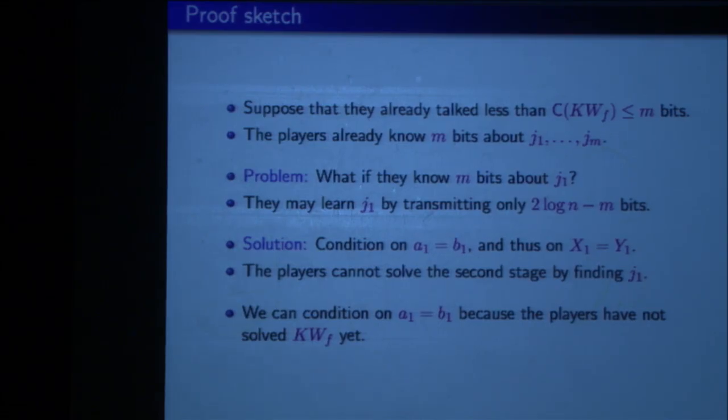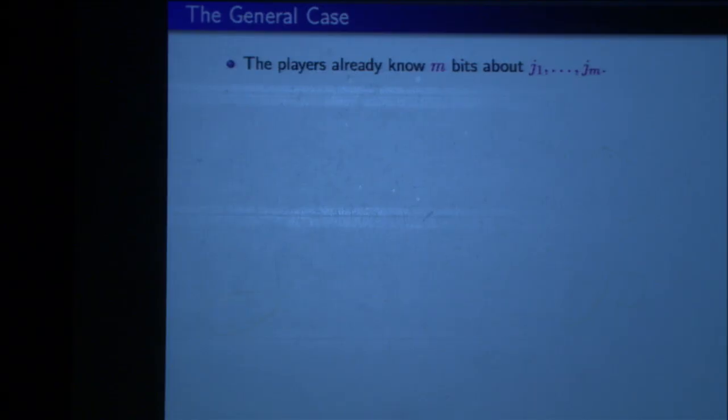Now, why can we do this conditioning? Why can we condition on A1 equals B1? Well, we can do it because they didn't solve f in the first stage. So this means, in particular, that for every particular row, the probability that Ai is different than Bi is less than 1. Or the probability they are equal is greater than 0, so we can condition on it.